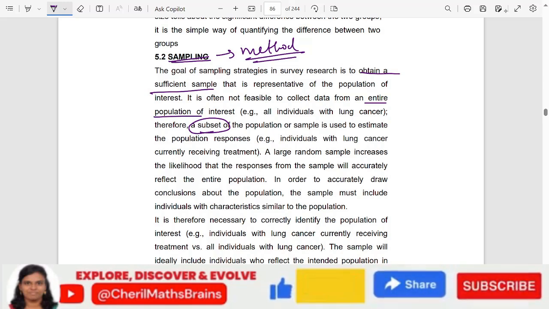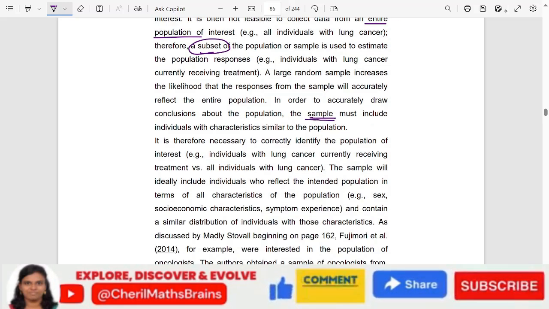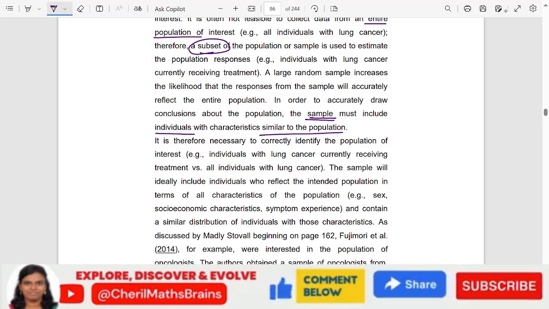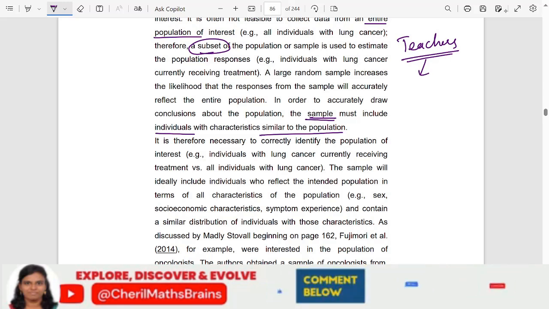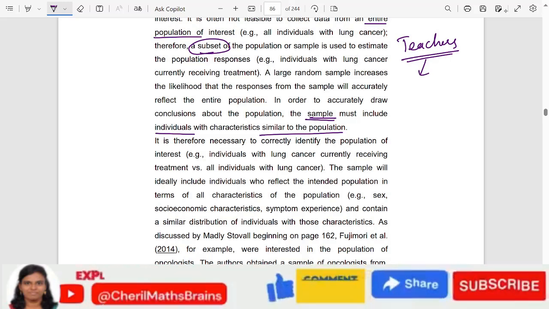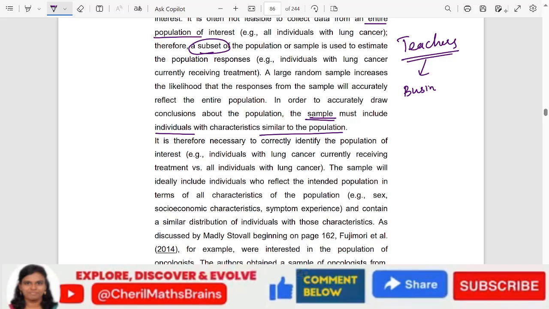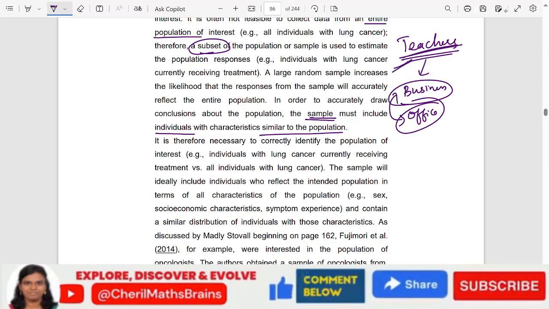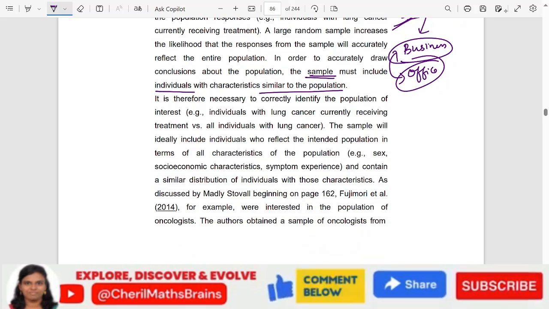In the subset, that is the sample, I need individuals who are similar to the population. If I am going to take teachers, then from the population I cannot take people who are working in business, or people who are into some kind of office job. I cannot take those because I need only teachers. So it should have characteristics similar to the population. So we need to identify the population.